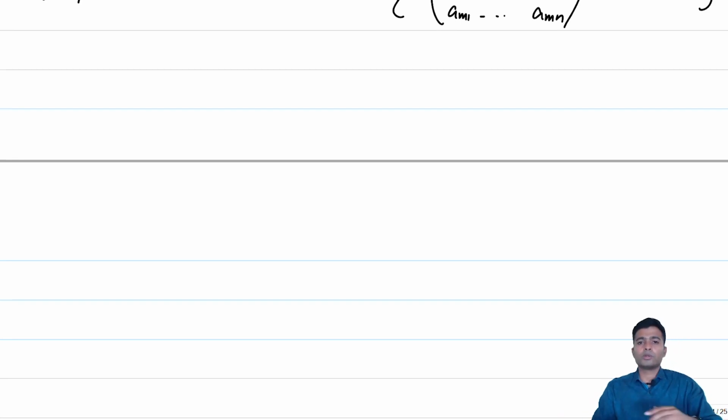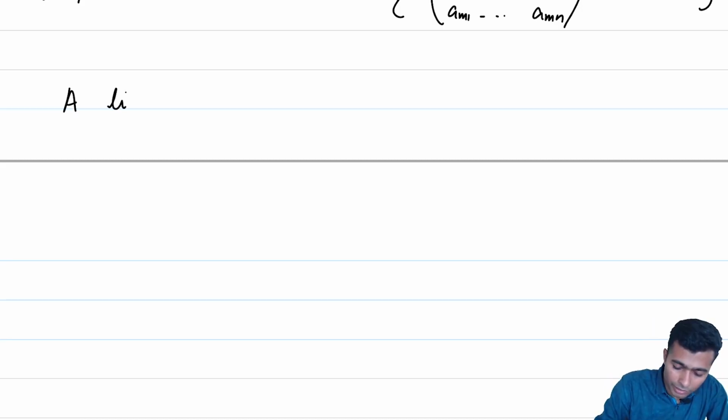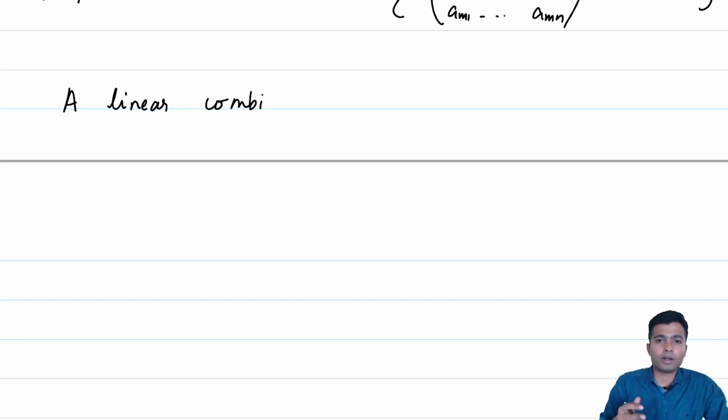Right, so if you go back to our previous week material and carefully look into it, we were defining a linear combination of vectors in a vector space. And how was a linear combination defined? A linear combination of, say, v1 to vn was defined as a1 v1 plus a2 v2 up to an vn, and we were demanding that the ai's be scalars.